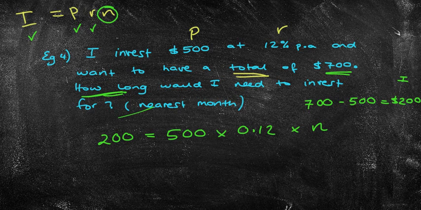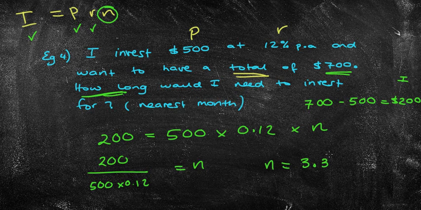Now likewise, you can times the 500 times the 0.12 together if you wish. You could simply do this. You could say 200 divided by the 500 times 0.12 equals N. You could just do 200 divided by 500, get your answer, and then divide by 0.12 after that. That's how I generally put it into the calculator, but it's up to you how you would like to do that. But if I do that now, our answer is going to come out to be N equals 3.3 recurring.